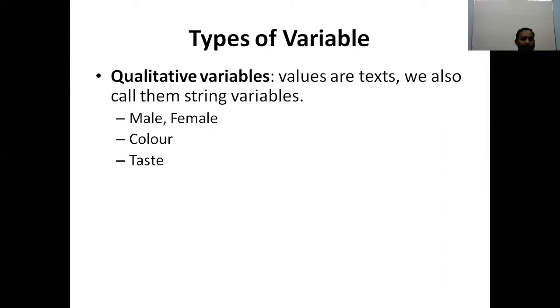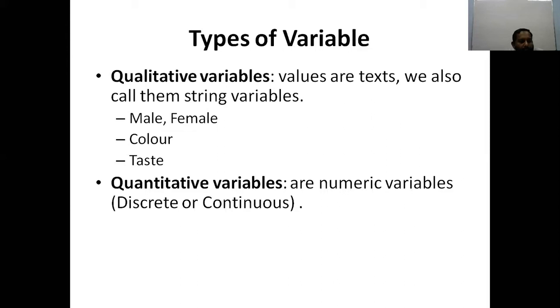The other major variable is called a quantitative variable, where we can quantify the variable. We can measure the variables. For example, height. If you measure the height of a tree, whether person one is measuring or person two is measuring, both will get the same value. A particular tree will have a constant value. So the value doesn't change whether A measures or B measures. That kind of variable is called a quantitative variable. They are numeric variables, numbers.